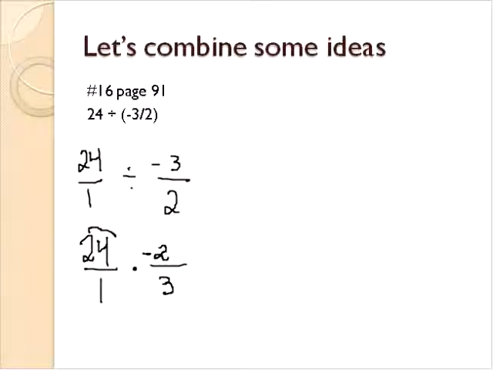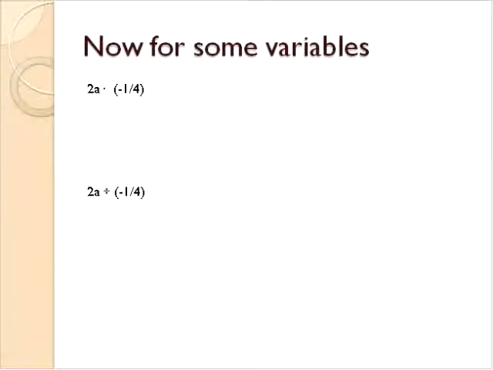So now we can just multiply. Okay, 24 times negative 2, which will give us negative 48. And 3 times 1 is 3. And our fraction is negative 48 over 3. When we do 48 divided by 3, we get the answer of negative 16. Okay? So again, we have one negative here. 48 divided by 3 is 16. Then the negative just carries with it because there's an odd number of negatives. The full result is negative.